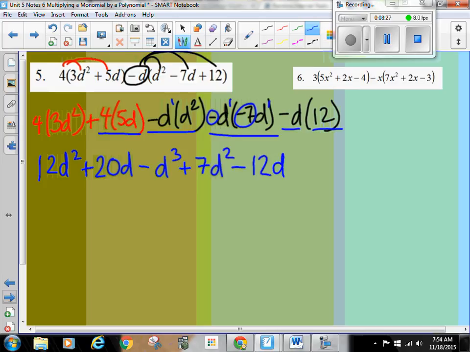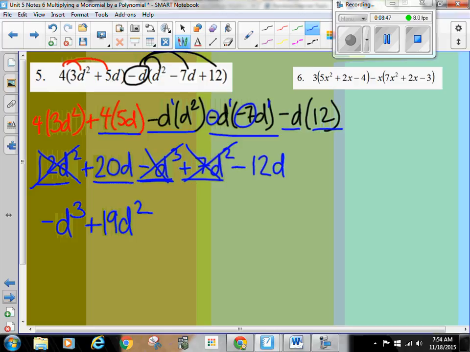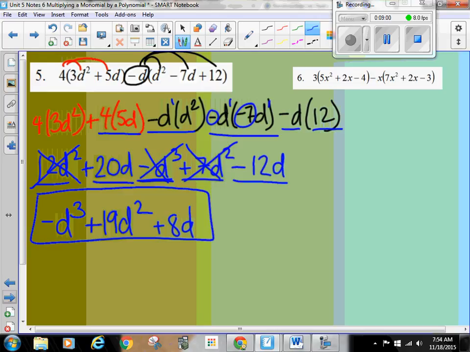Now we look here for any like terms, and we want to be writing it in standard form. So highest exponent first. So I have my highest exponent of negative d to the third. Then I have squared exponents. So a positive 12 and a positive 7 gives me positive 19d squared. Okay, and then my last two, 20d and negative 12d, gives me an 8d. Now my exponents go in descending order, so that makes this in standard form. All right, take a minute to get that down if you haven't done so yet.